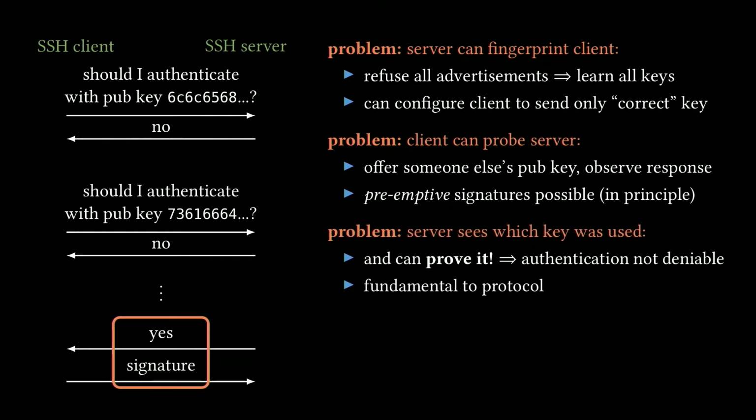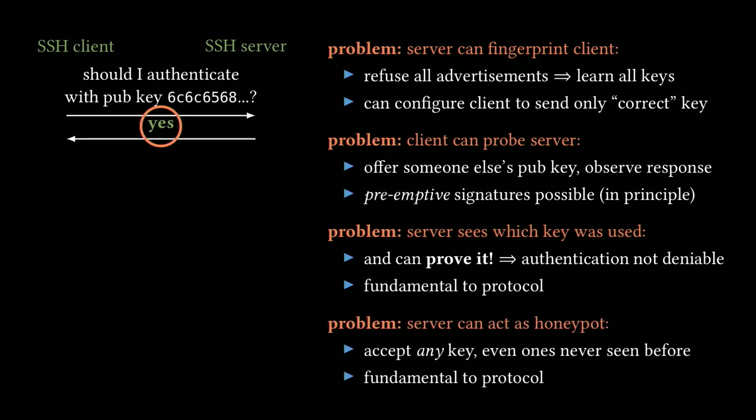But there's more issues here. One issue is that the server sees exactly which key was used to authenticate. And what's more, the server has a signature under that key, which is like proof that it can show to somebody else that a particular key owner authenticated to the server. This is pretty fundamental to the SSH protocol. This can't be fixed with simple configuration fixes. And as we'll see in this talk, it is possible to authenticate without letting the server learn this kind of information.